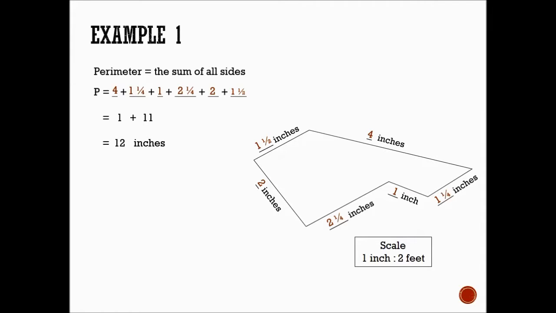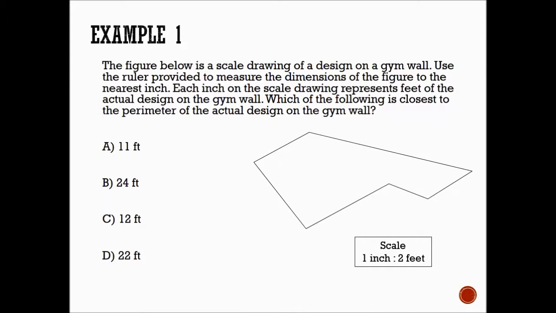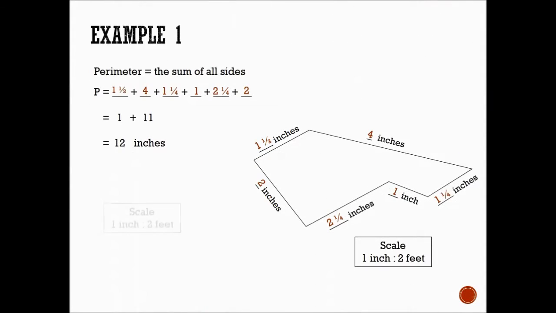Look at the problem. It asks for the closest to the perimeter of the actual design on the gym wall. Our actual design is in feet. Our scaled ratio is for every 1 inch, there's actually 2 feet of border. So we have our ratio of 1 to 2. If we have 12 inches, how many feet do we have?